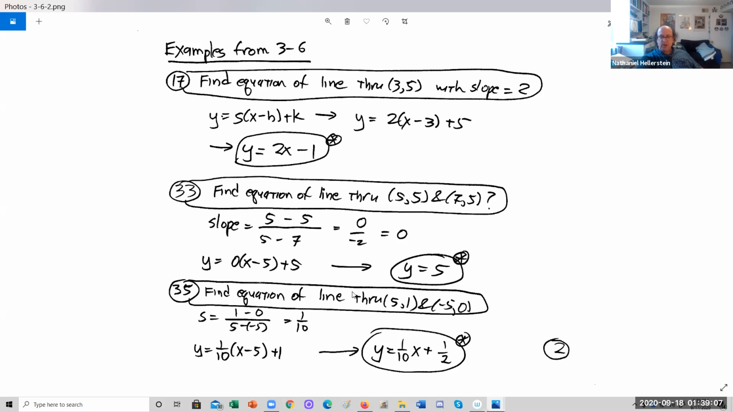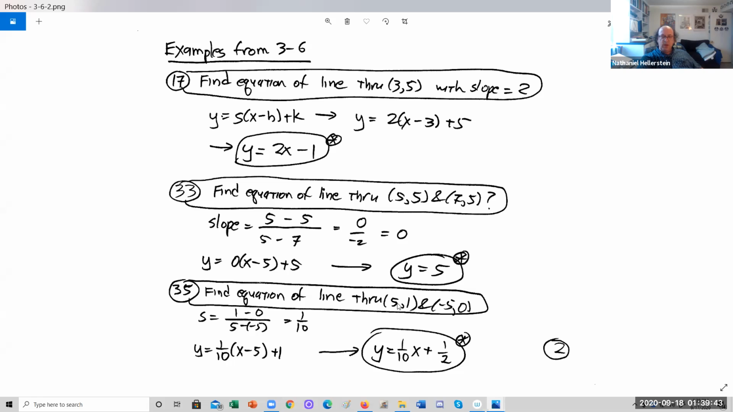Here we have the equation of the line through (5, 1) and (negative 5, 0). The slope is 1 minus 0 over 5 minus negative 5. That's a slope of 1/10. And using, let's say, this point here, (5, 1), you'll get y equals 1/10 of (x minus 5), all that plus 1. After a bit of calculation, you get that y equals 1/10 of x plus 1/2.